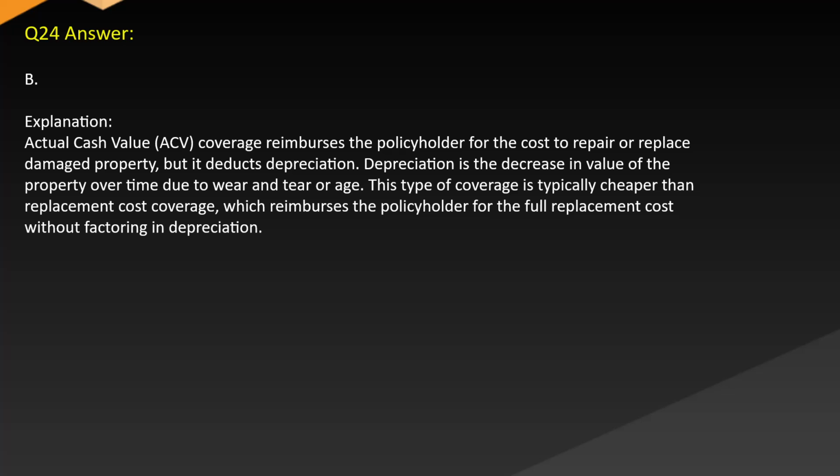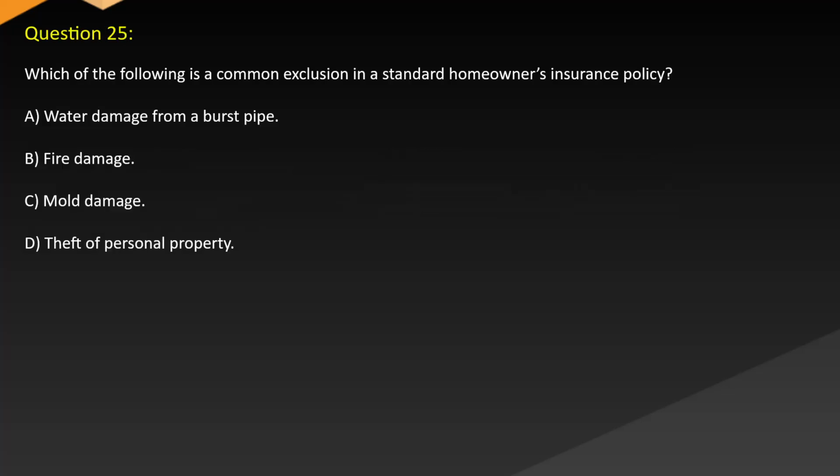Actual cash value (ACV) coverage reimburses the policyholder for the cost to repair or replace damaged property, but it deducts depreciation. Depreciation is the decrease in value of the property over time due to wear and tear or age. This type of coverage is typically cheaper than replacement cost coverage, which reimburses the policyholder for the full replacement cost without factoring in depreciation.